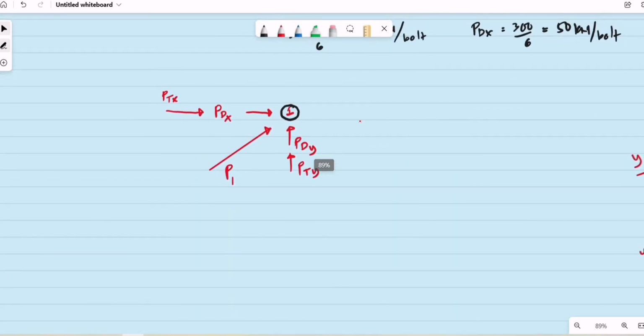Basically, that will be the resultant of these 4 elements. We have P sub 1 equal to the square root of, along x, the direct shear along x, P sub dx, plus the torsional shear along x, P sub tx, quantity squared, plus the direct shear along y, P sub dy, plus the torsional shear along y, P sub ty, squared.